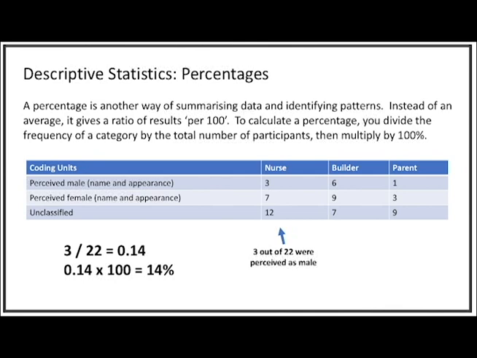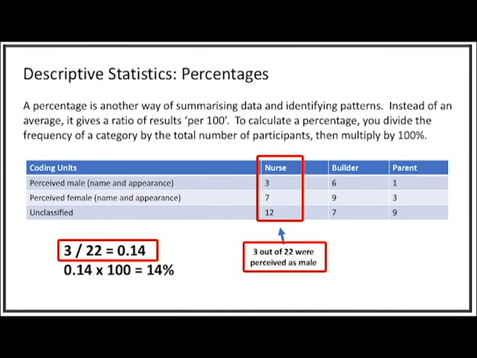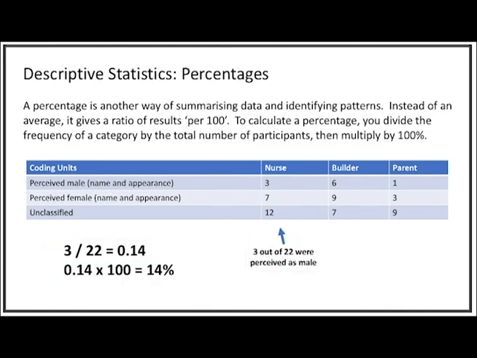In this example, we may want to know the percentage of nurses who are perceived as female, male or unclassified. For males, we should divide 3 by 22, which is the total number of responses, giving us 0.14, then multiply this by 100, giving us 14%. We would then do the same with the number of females and unclassified results. Percentages are a very good way of comparing results where the total number of values is different. For example, saying 3 out of 22 nurses were female is difficult to compare to 1 out of 13 parents. Using percentages, both results are given as a proportion of 100, so they're easier to compare.